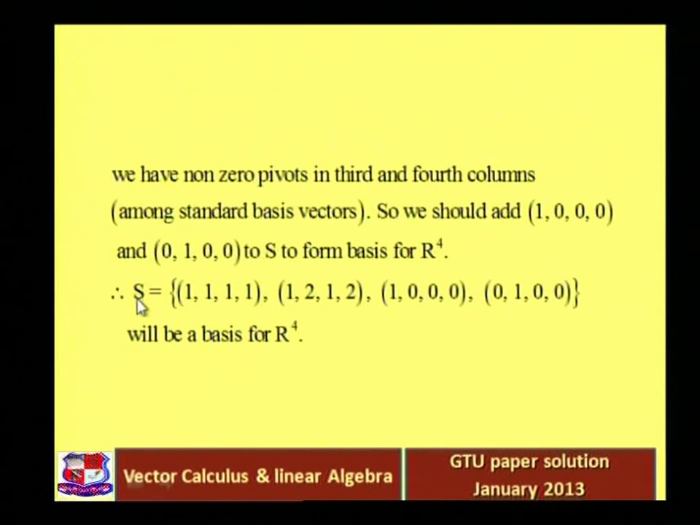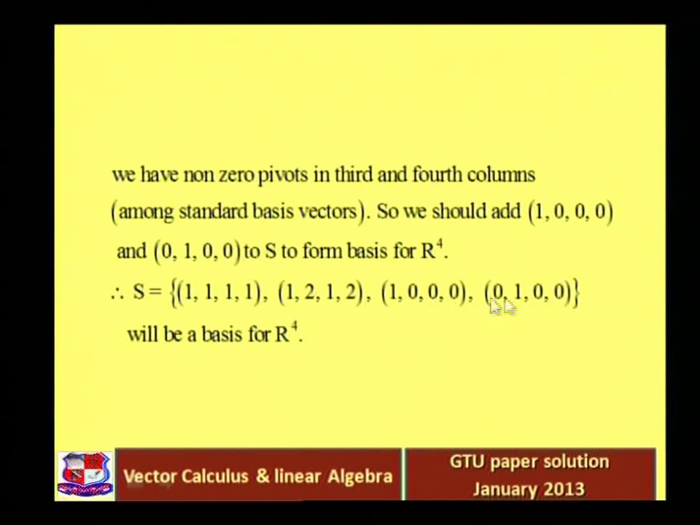So our new set, call it S dash, is equal to 1 1 1 1, 1 2 1 2. These two basis vectors are already given in the statement, and these two are linearly independent. We are adding two more vectors of R4: the first one is 1 0 0 0, and the second one is 0 1 0 0, and our new set S dash is linearly independent, which we already proved.